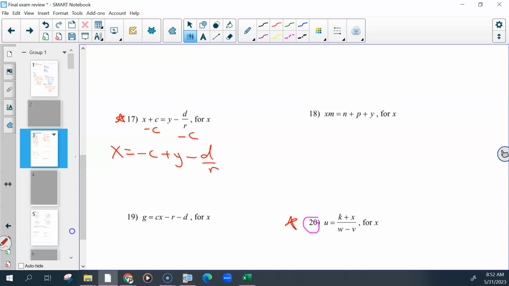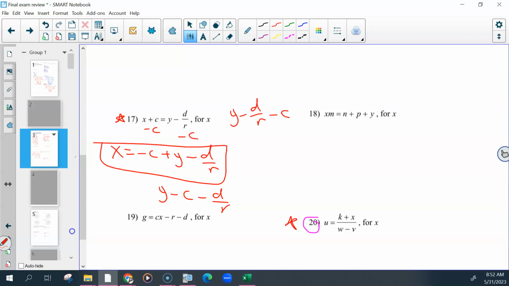You can put the C at the end, in the middle. But you don't need to do anything more. It just looks complex. And you can do y minus d over r minus c. Any of those will work. There are more complex things, but I'm going to just leave it at that.